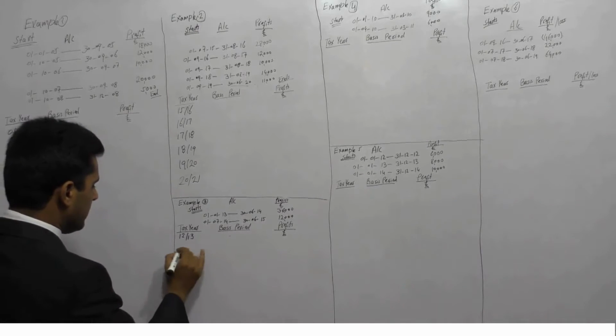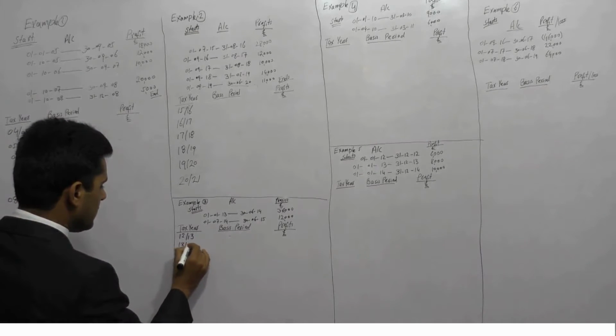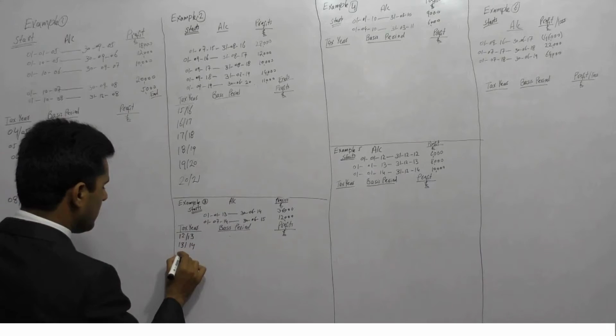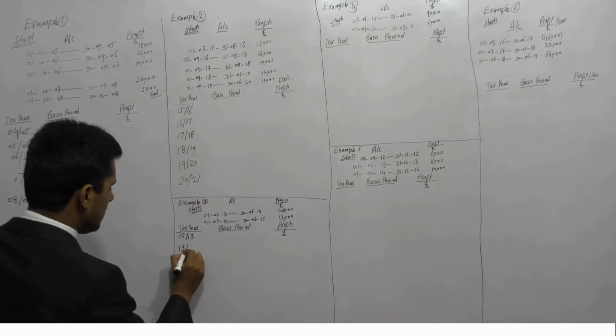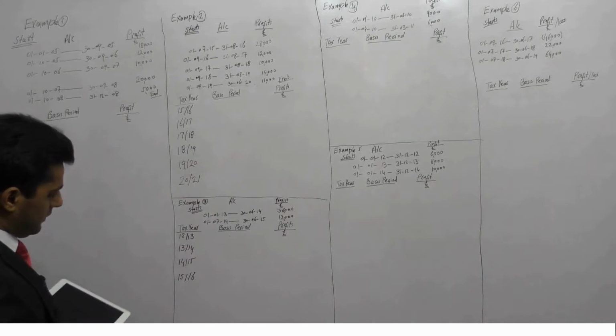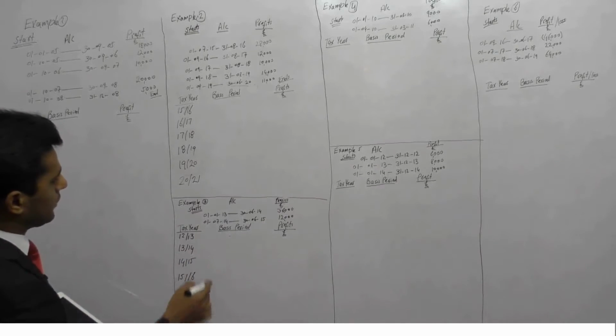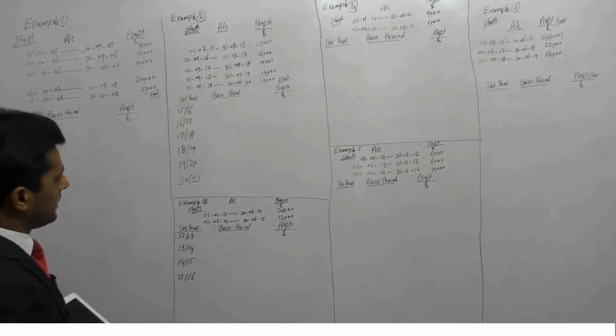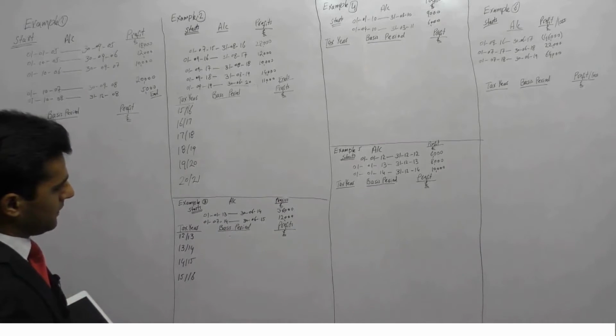Yep. So 12-13, 13-14, 14-15, and the last one is 15-16. We can always fill the between ones. So first tax year was 12-13, and the last tax year was 15-16.